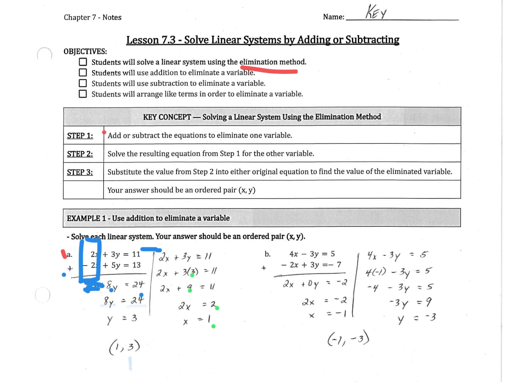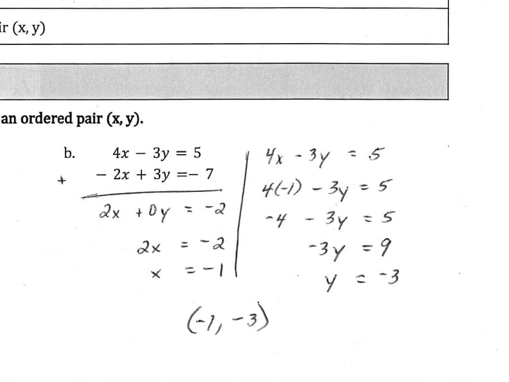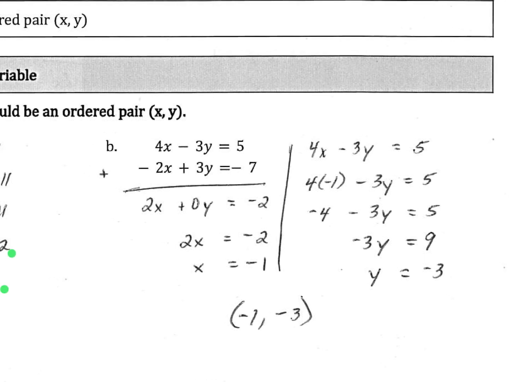So that's an example of how we start with two equations and use elimination. We add or subtract to get an ordered pair for an answer. Let's look at example B. Zoom in here so you can see a little better. We start with two equations, 4x minus 3y equals 5, and negative 2x plus 3y equals negative 7.